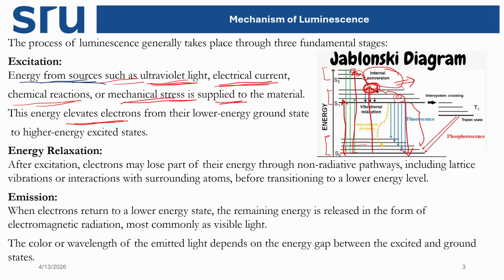This is called internal conversion. So inter-system crossings may also happen. For example, this is a singlet energy state, and this is the triplet state energy. So from singlet to triplet, electronic transfer may happen. This process is called inter-system crossing.